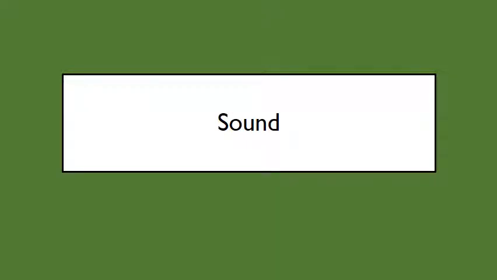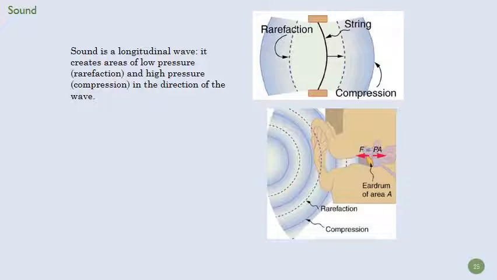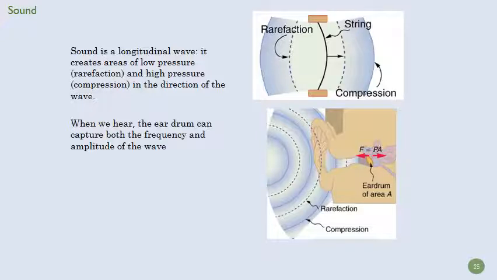All right, so this little lecture will be about sound, which is a particular kind of wave. Sound is a longitudinal wave, which means that its compression is in the direction of movement. So it creates areas of low pressure and high pressure in the direction of the wave as it moves through space. And here we can see an image of that, right?